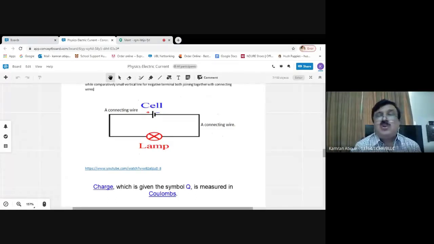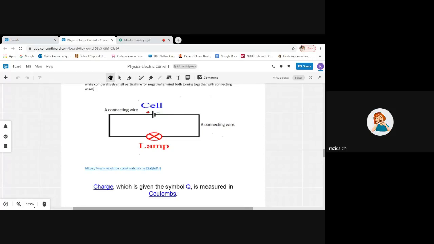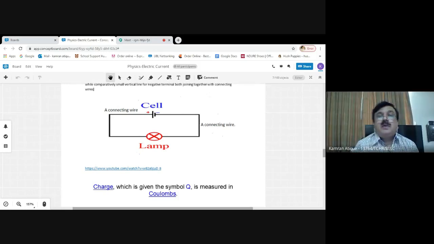It is not possible that a group of electrons is still flowing inside the cell while the group of electrons in the connecting wires has stopped. Impossible. If the flow happens, it will be present everywhere. If the flow is stopped, it will be stopped everywhere. Okay? Okay, sir. Right, beta.